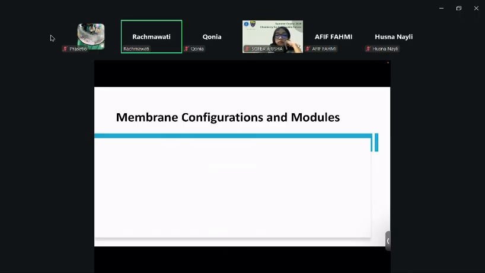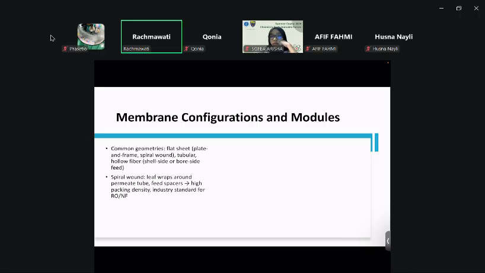So the next one here is the membrane configurations and models. The common geometries are flat sheet, which could be plate and frame or spiral wound, and also sometimes formed as tubular or hollow fiber, like shell side or bore side feed. There is also spiral wound, where the leaf wraps around the permeate tube. There are also feed spacers. It has high packing density, and it is actually the industry standard for reverse osmosis or nanofiltration.